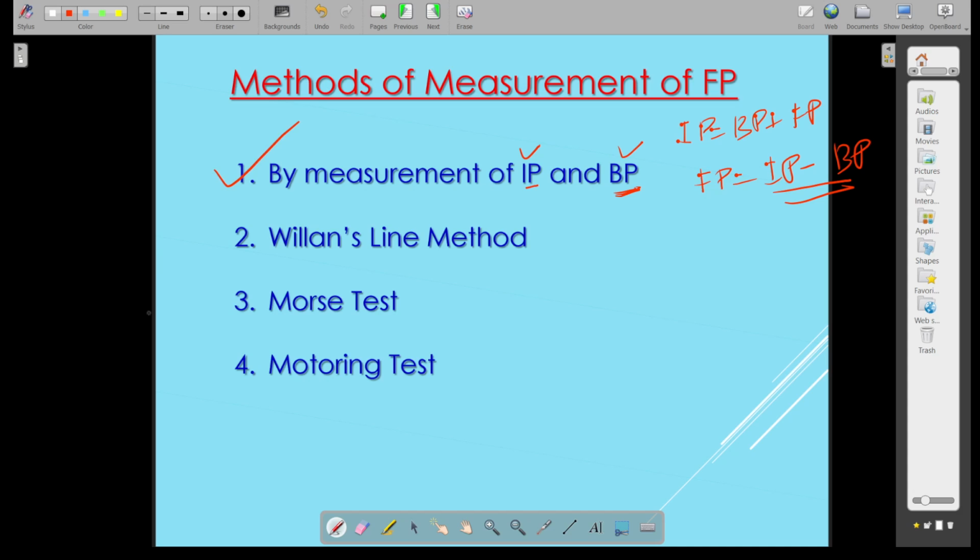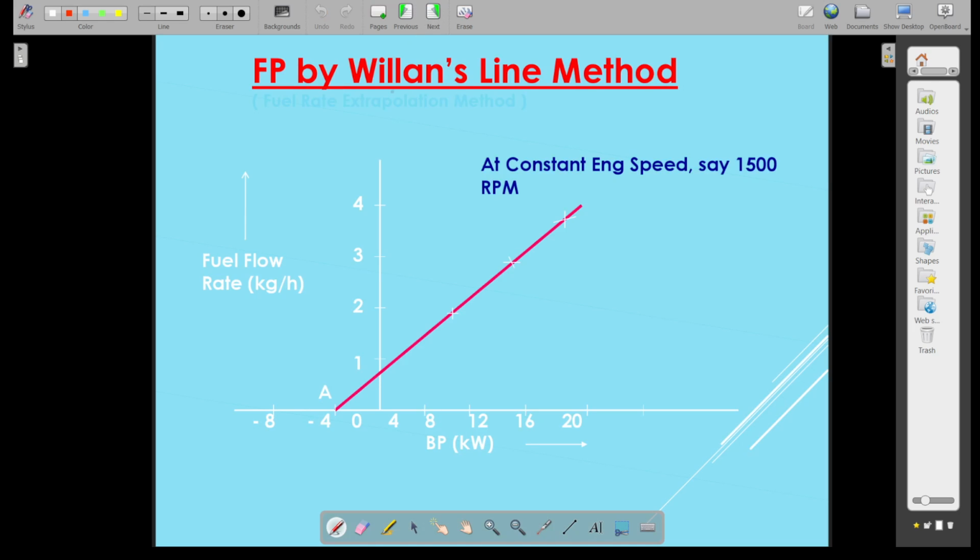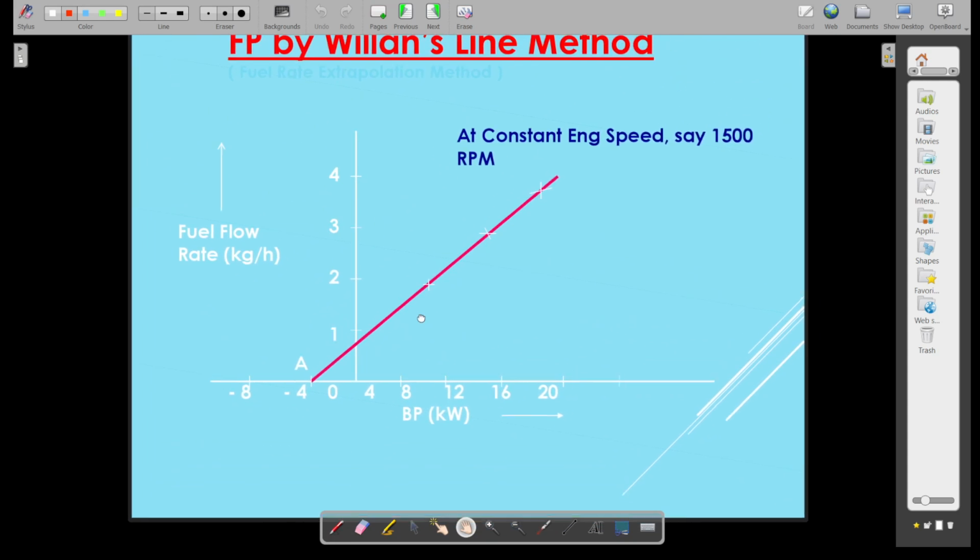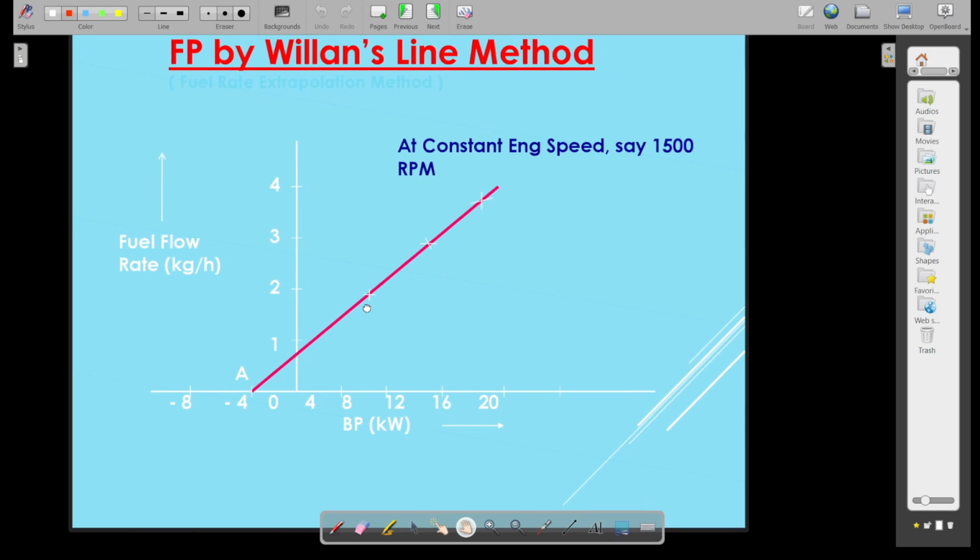Next is the Willans line method. Let us go for the study of the Willans line method. I think it is visible to you. So in the Willans line method, the brake power.